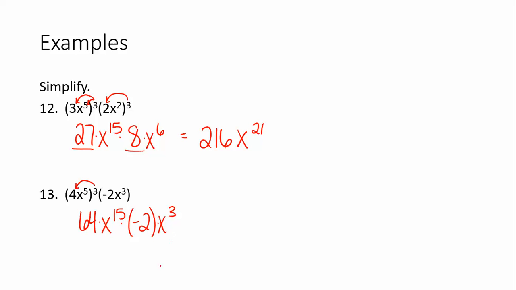Remember, again, it's all multiplication, so we do 64 times negative 2, and that gives us negative 128. X to the 15th times x cubed, we add the exponents and get x to the 18th. Hopefully you got that right, and if not, you can see where you went wrong.